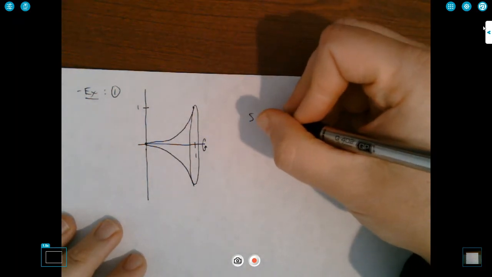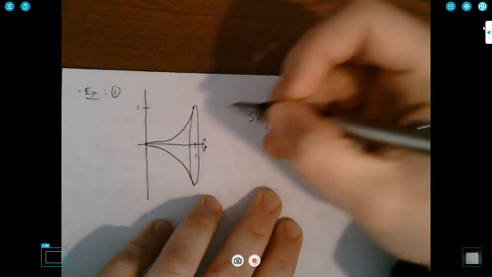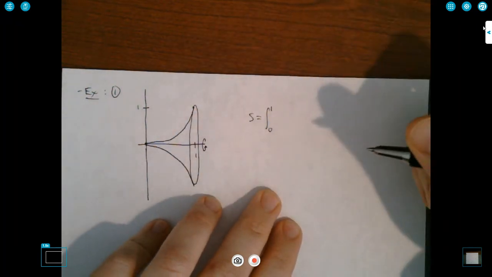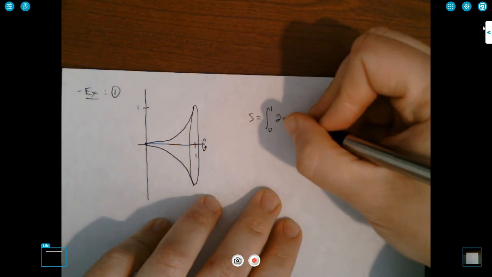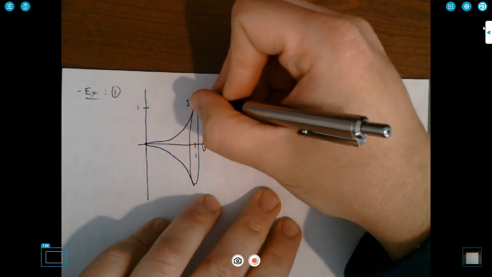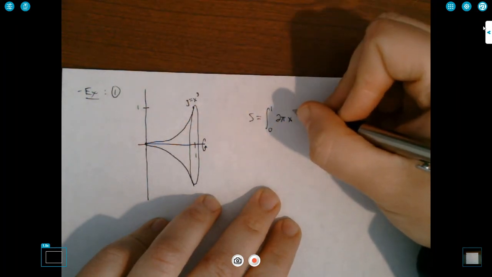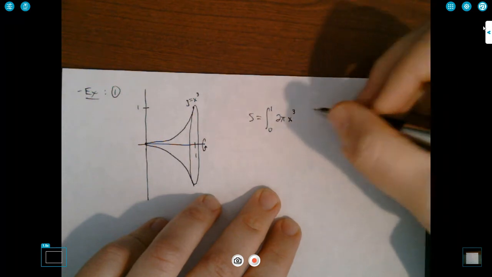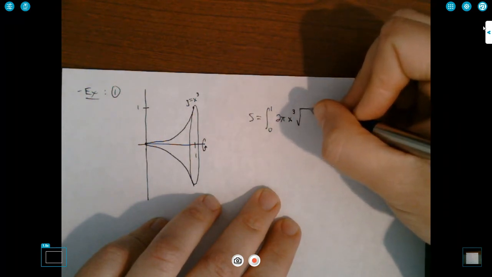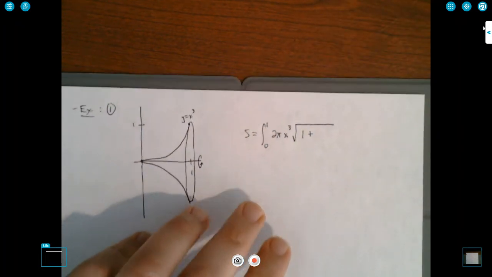Well, let's see if we can find the surface area. So the surface area here is going to be the integral from a to b, that would be 0 to 1 in this case, of 2 pi times f of x. This was the curve y equals x cubed. So f of x is x cubed, okay, times the square root of 1 plus f prime of x squared.